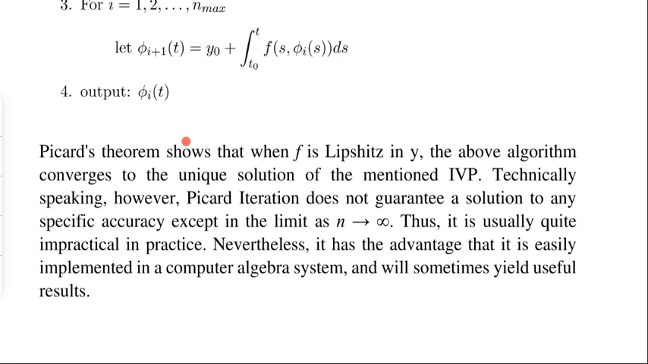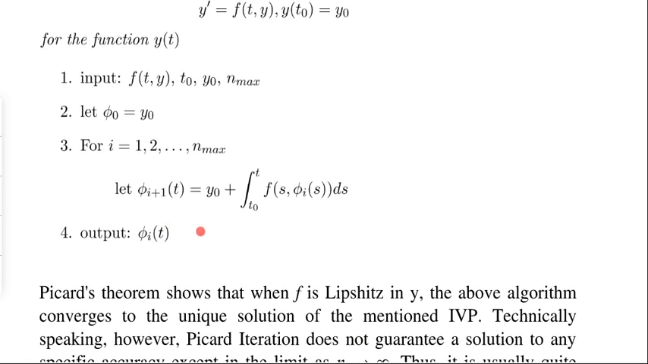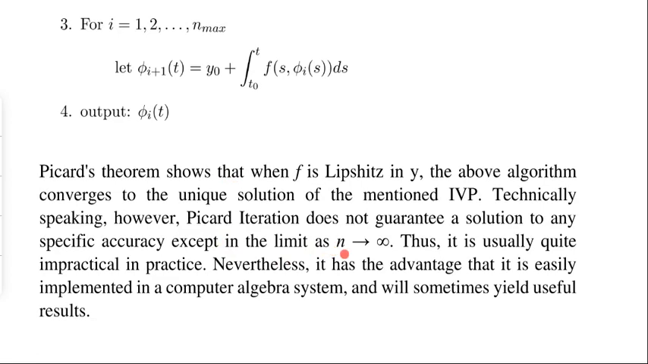In Picard's theorem and the proof of Picard's theorem, if you consider the details, if the function f satisfies the Lipschitz condition, then this procedure will result in the unique solution of our initial value problem. This procedure will continue when n goes to infinity, but in practical situations we can use some limited number of iterations to obtain some approximation.